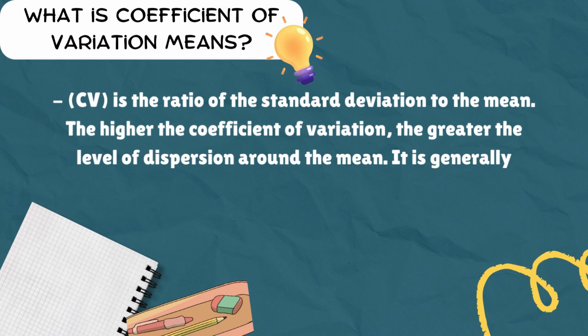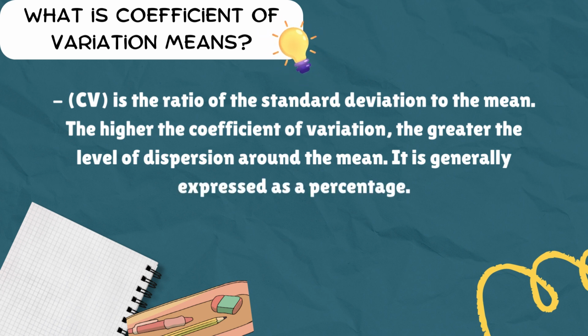So, nakasaad dito na kung mataas ang CV o coefficient of variation, ay mataas din ang level ng pagkalat sa paligid ng mean. At ito ay kadalasang ipinapahayag bilang persyento.